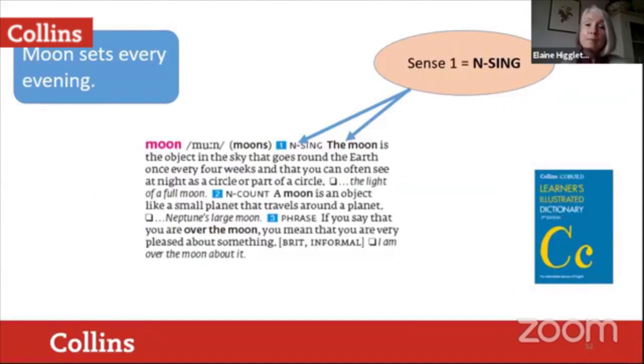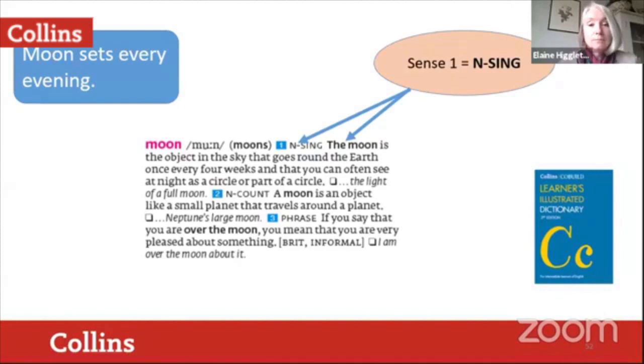Last one, misuse of definite articles, again, happens a lot with students in India. What's wrong with the sentence "moon sets every evening"? But more importantly, how do you use your dictionary entry to tell you what's wrong to allow you to make a correction?